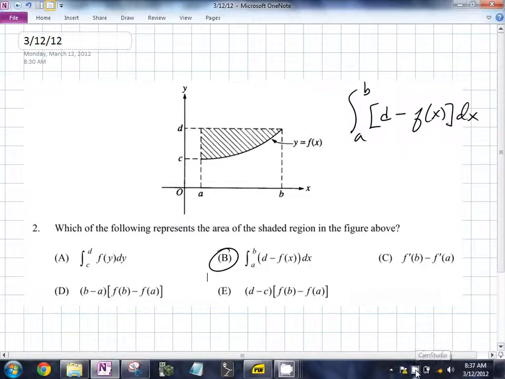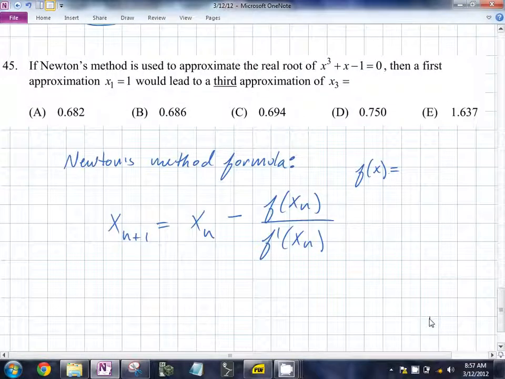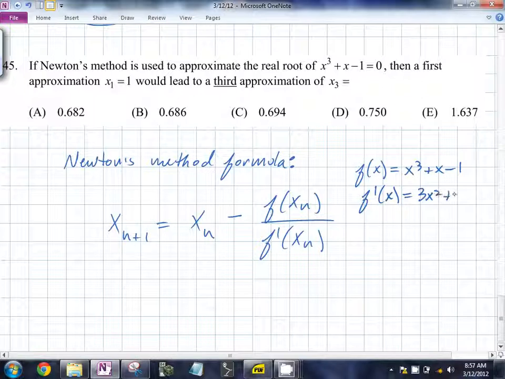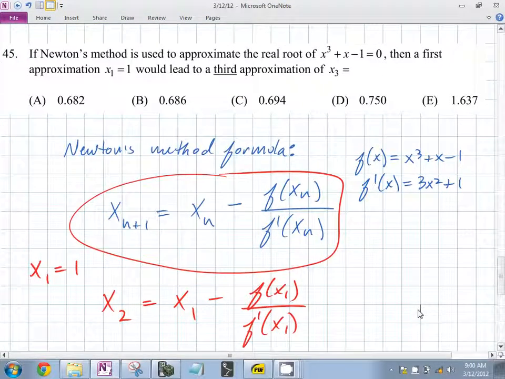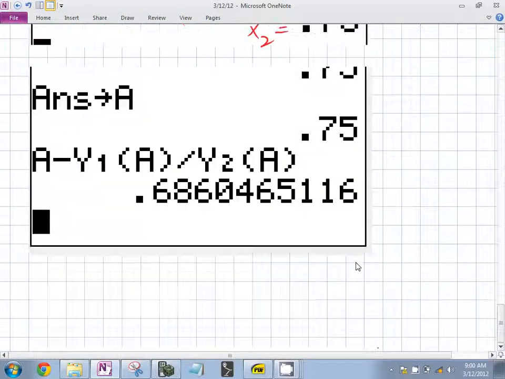It's right there. Anybody know what's the function in this case? The x cubed. Yes, thank you. It's x cubed plus x minus 1. That is f of x. So what is f prime of x? 3x squared plus 1. Correct. Exactly. So you could use your calculator. You can type this in pretty quickly, and here's what it's going to look like. Please make sure you remember Newton's method, and then it's as simple as a couple punches on your calculator.